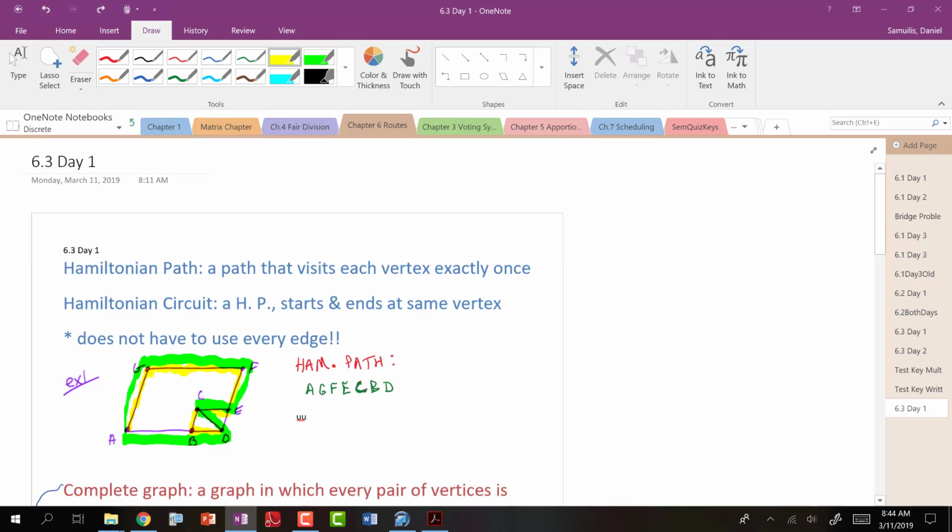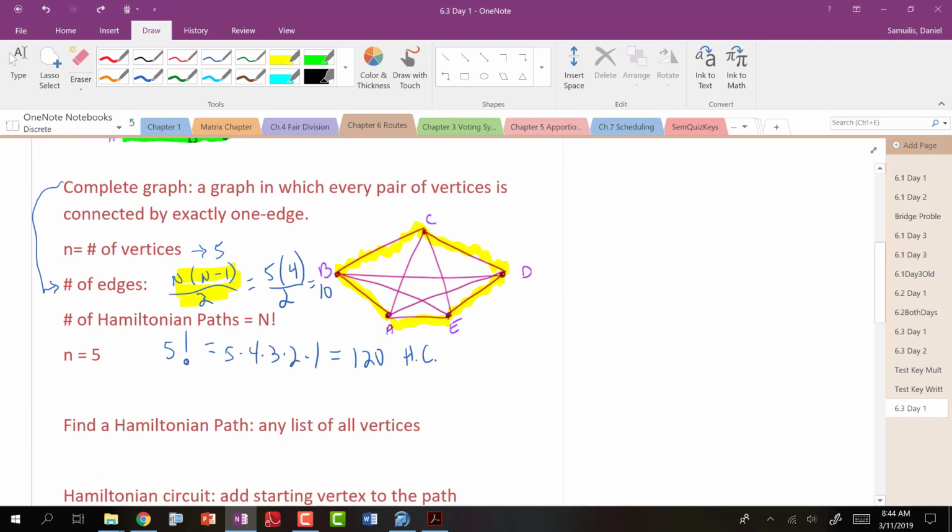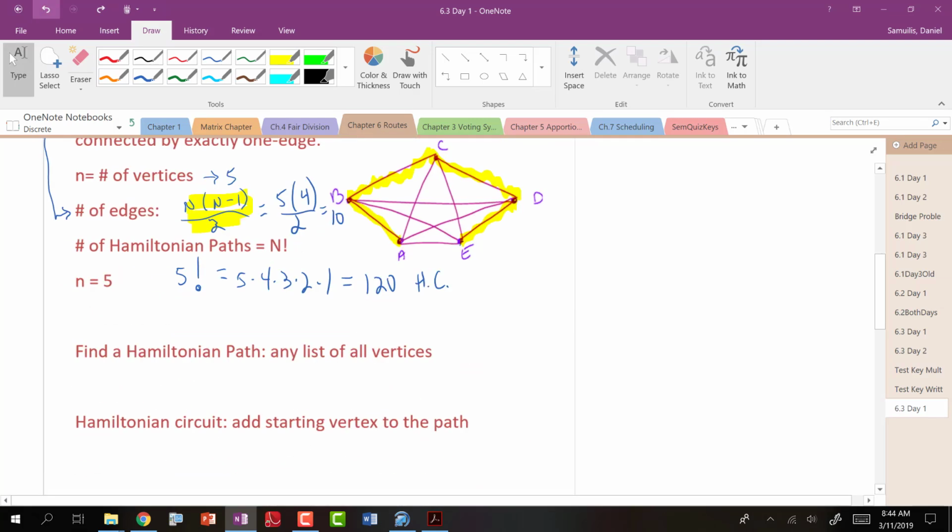I could start at A. Why would that do that? Back button. Okay, back. Oh, you dirty little. All right, back. Okay, there we go.